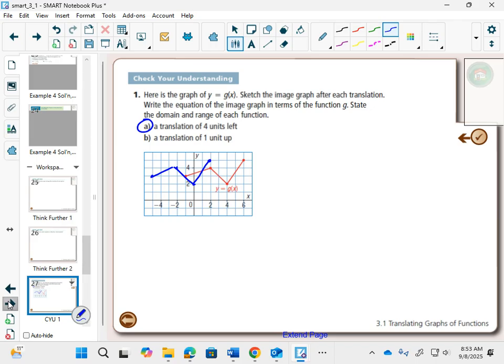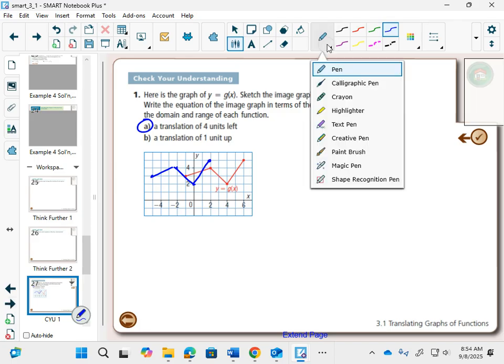And one thing that's different in math than any other subject is you have to read and then reread and then reread a question. And when you're finished, I tell you to read the question again, because it's often that you're going to miss something. So we actually did the first thing. We did the first sentence, sketch the image graph after the translation. That's done. But the second part says, write the equation of the image graph.